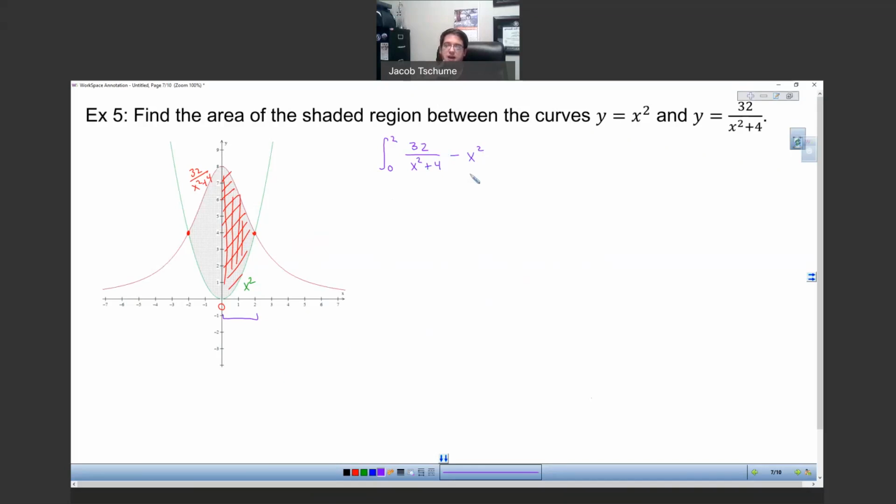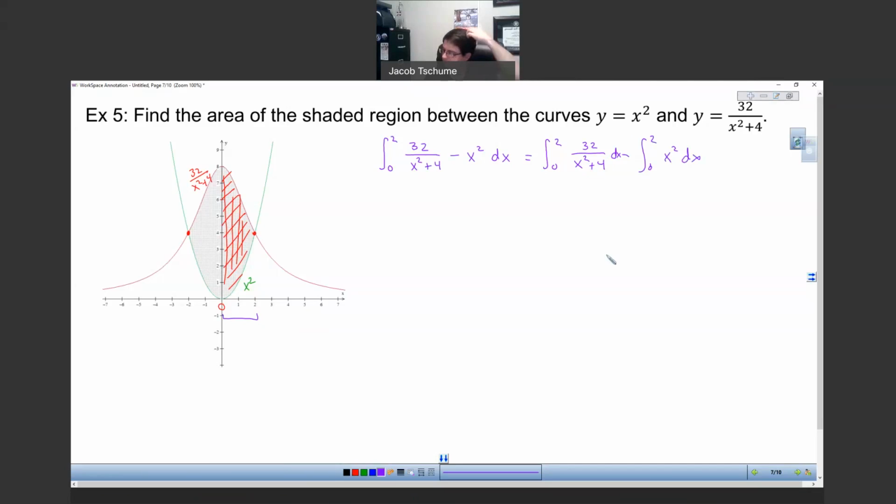All right, so we're going to have to do a little factoring here. Sorry, dx. I'm actually going to break this up into two separate integrals. So I'm going to write this as the integral from 0 to 2 of 32 over x squared plus 4 minus the integral from 0 to 2 of x squared, just because both of these integrate very differently, and one of them I may need to factor a little bit.